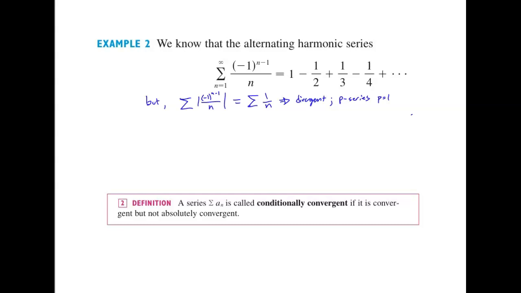All right, so the alternating harmonic series converges, but the absolute value doesn't converge. So it's convergent, but it's not absolutely convergent, right? What do we call that? That's called conditionally convergent.